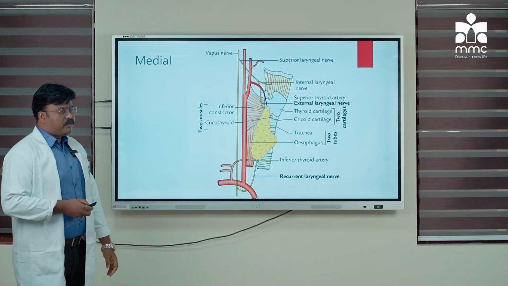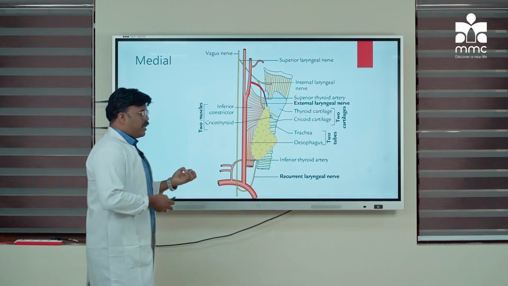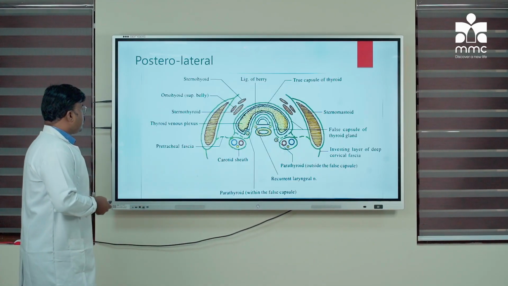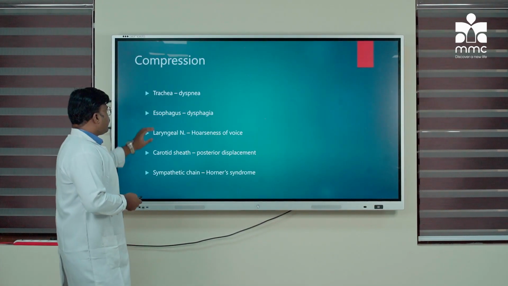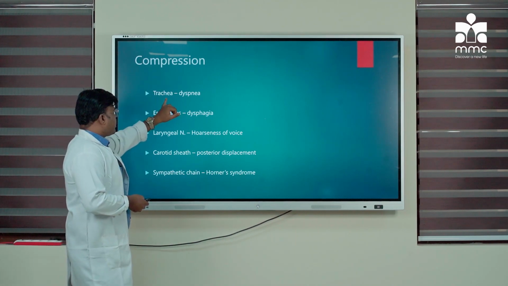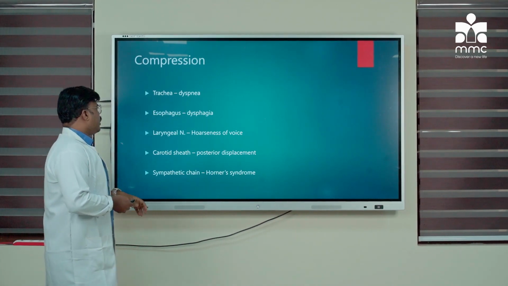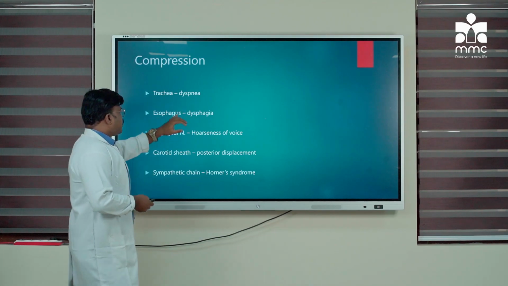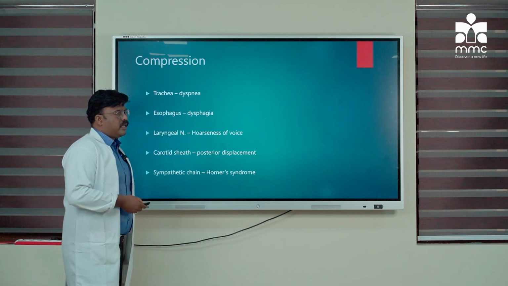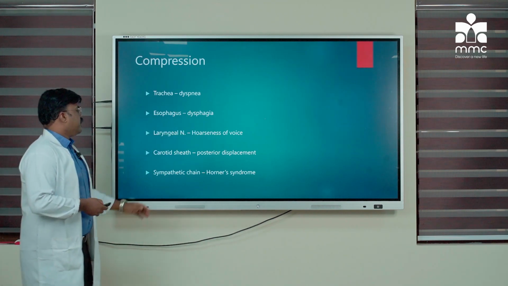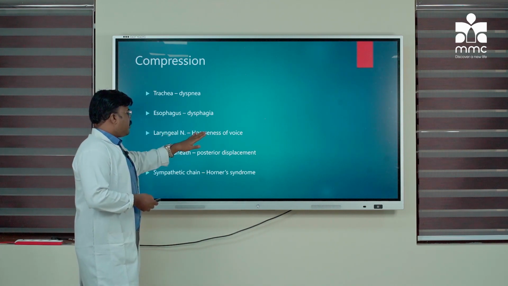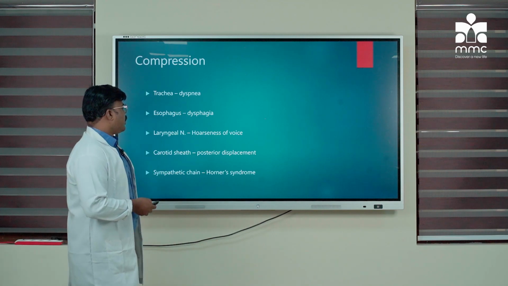During enlargement of the thyroid gland, it compresses these structures, and that leads to complications. If it compresses the trachea, that leads to dyspnea, that is shortness of breath. If it compresses the esophagus, it leads to dysphagia, that is difficulty in swallowing. Compression of the laryngeal nerves leads to paralysis of the laryngeal muscles, which you call hoarseness of voice.